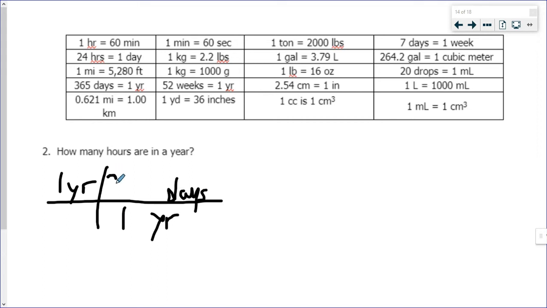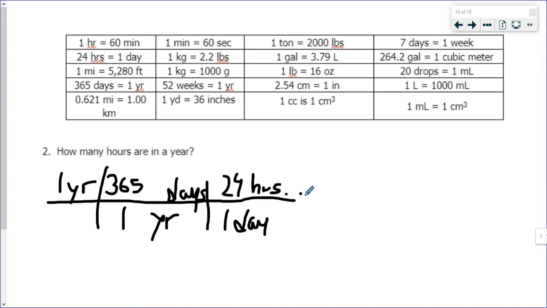So in 1 year, there's 365 days. I need to get rid of days and go into hours. And I know that in 1 day, there's 24 hours. And there again, I should have written my units down and then written in the numbers. So I apologize for not following through what I've just told you. All right, so let's throw that under our calculator. And I end up with 8,760 hours.